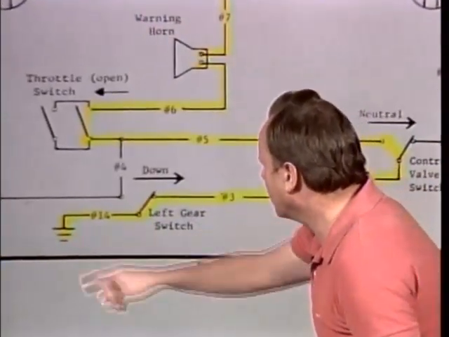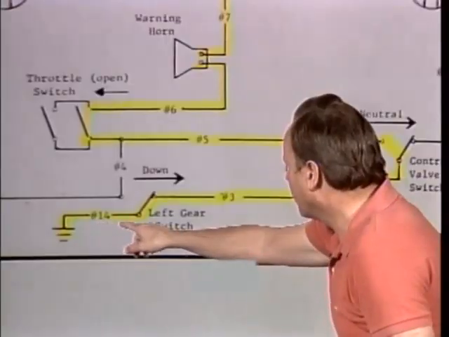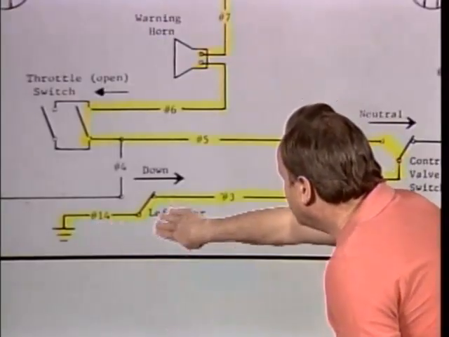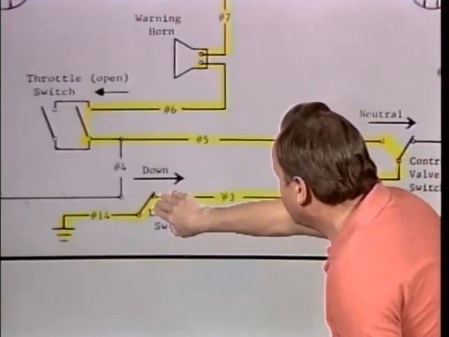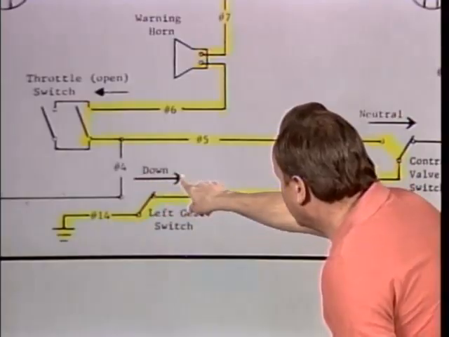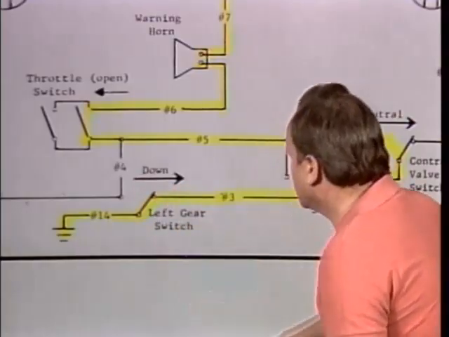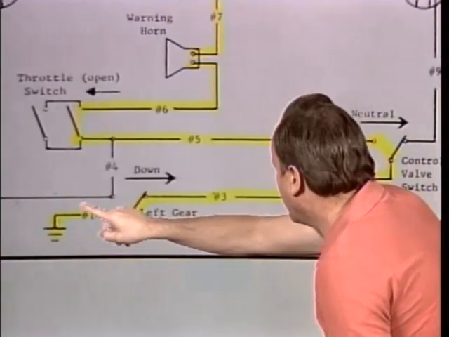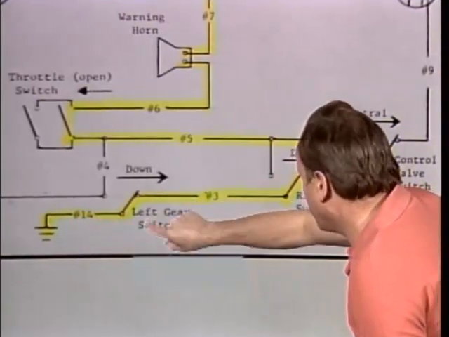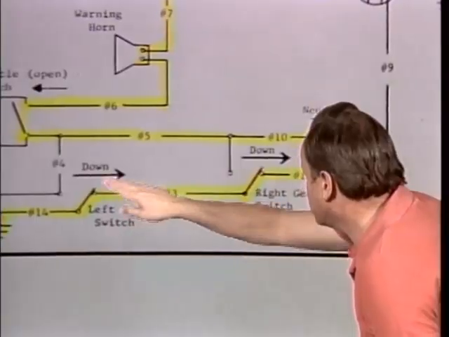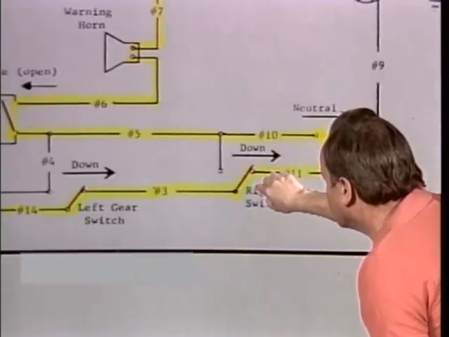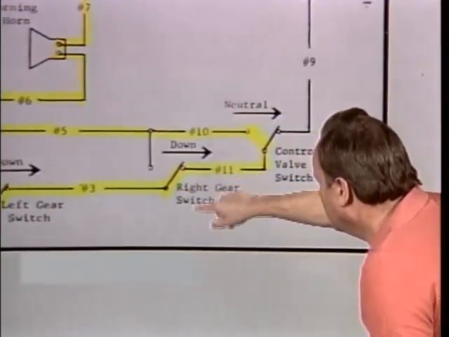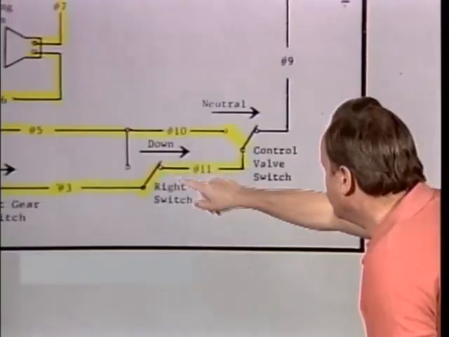And here we are in the ground, in the lower left-hand corner, and we have wire 14. And we have the left gear switch, and the gear is down, so we have this switch closed because this tells you when the gear is down, that switch is closed. And so now we have from the ground through wire 14, the left gear switch being down, and now we have wire 3 here, and the right gear switch is down. We've still got a continuous circuit here, a continuous path.